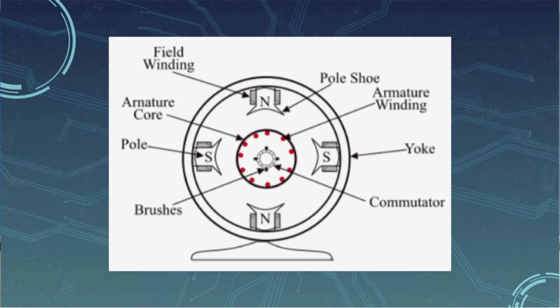Now let us quickly move to the construction of the DC generator. It consists of field system, armature core, armature winding, commutator and brushes. The field system consists of yoke, pole cores, pole shoes and field coils. It provides the necessary magnetic field for the operation of the generator.